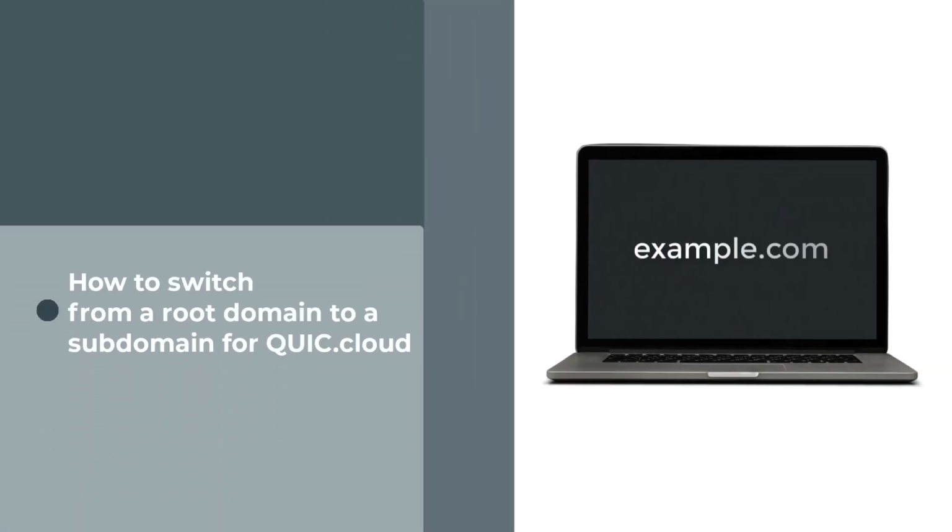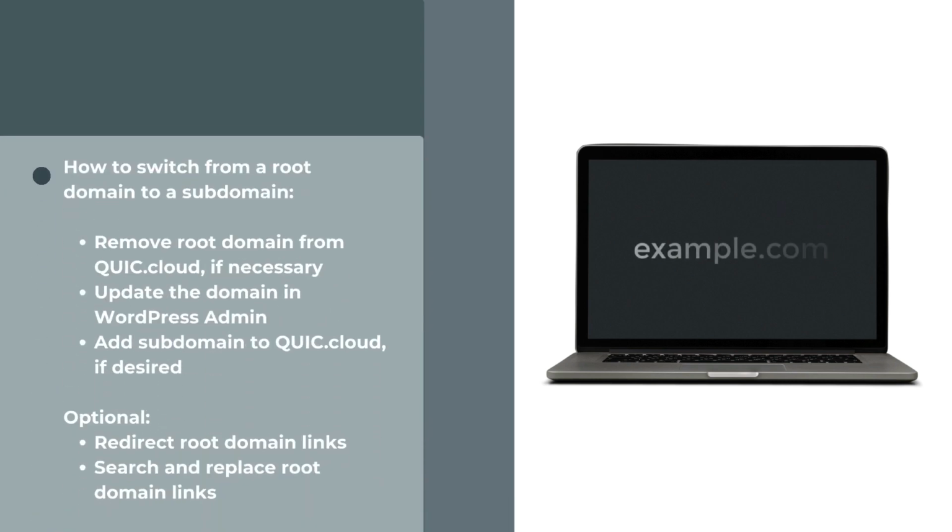If you initially set up your WordPress website to use your root domain like example.com, but you would like to switch to using a subdomain like www.example.com, it is possible to do so. You could have any reason for doing this, but for the purposes of this video, we're assuming that you want to use the CNAME method to configure QUIC.cloud CDN.